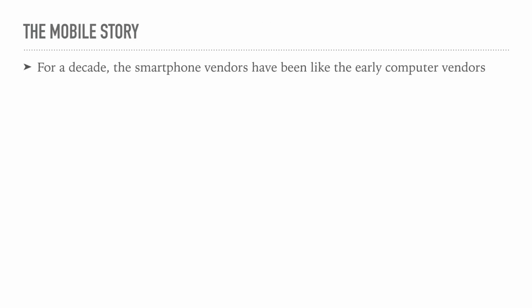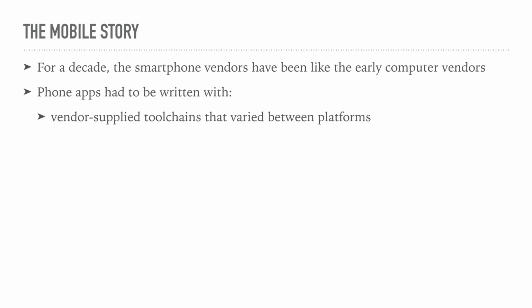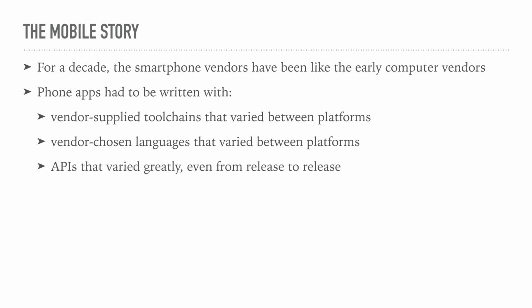We've had a parallel evolution in the mobile story. So for a decade, the smartphone vendors have been like the early computer vendors. Phone apps had to be written with vendor-supplied tool chains that varied between platforms. Vendor-chosen languages varied between platforms. More variety now than before, but it's still pretty primitive. APIs that varied greatly, even from release to release. And vendor-developed closed-source widgets and gestures and APIs and everything all the way up and down.